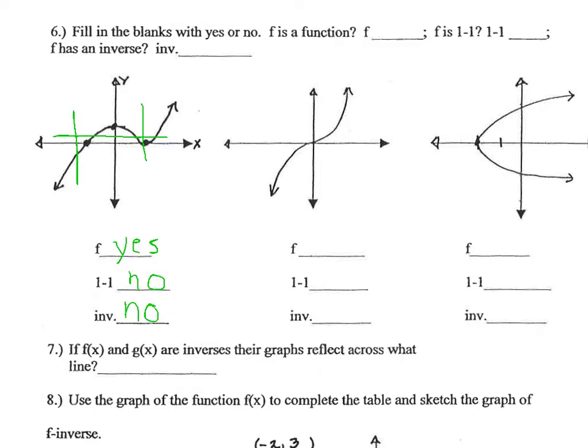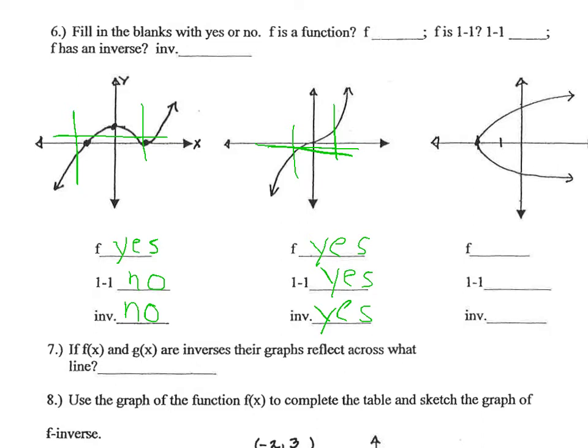For the next one, we can see that it passes the vertical line test, so it is a function. It also passes the horizontal line test. That's not a very good horizontal line. That one's better. So it is one-to-one, and it will have an inverse function.